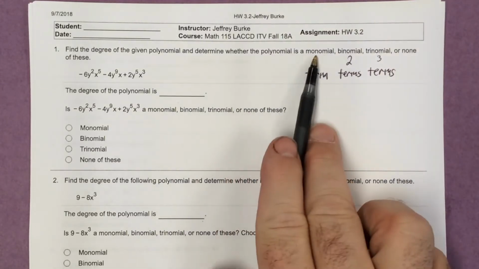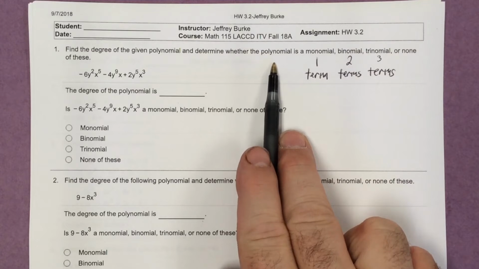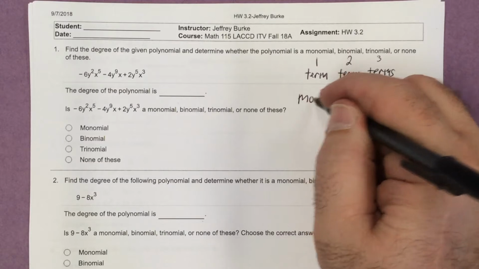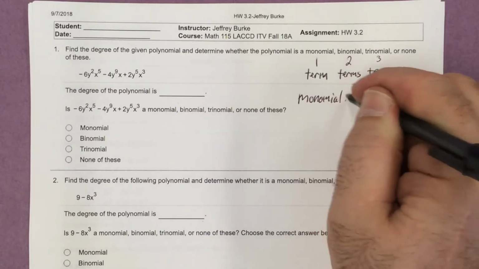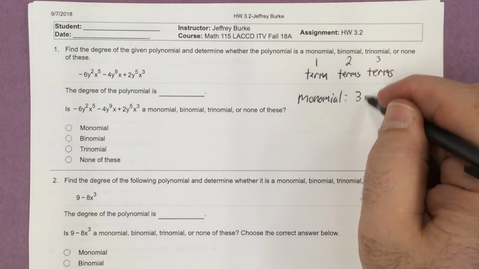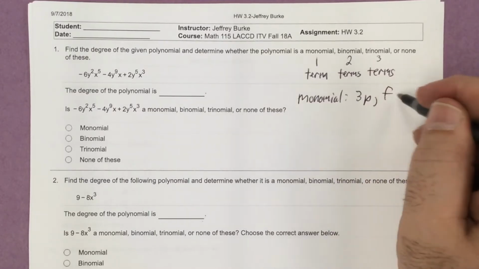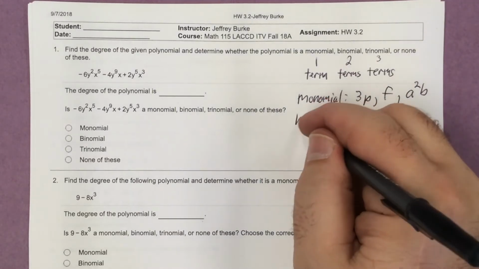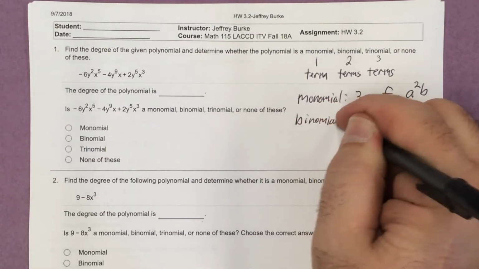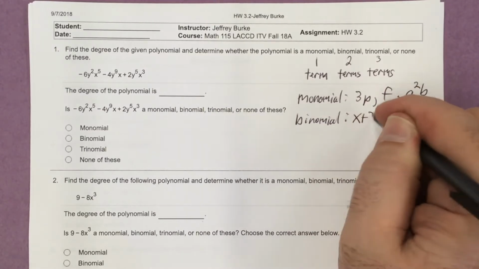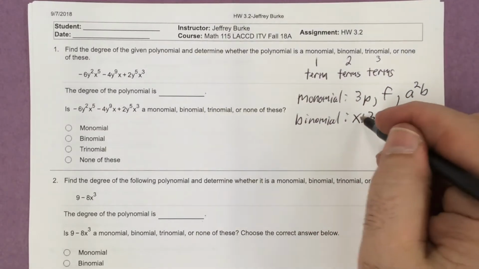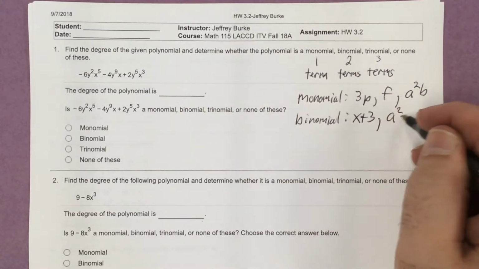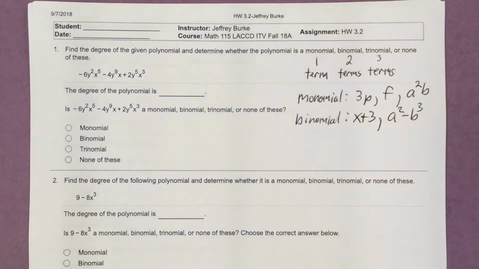And then a polynomial is a monomial, binomial, or trinomial, or can be used to describe anything that has four or more terms. So what's an example of a monomial? A monomial could be 3p, could be f, could be a to the second b, anything like that, but one term. A binomial could be x plus 3, where x is a term and 3 is a term. How are the terms separated? By plus and minus signs. It could be a to the second minus b to the third. That's another example of a binomial.